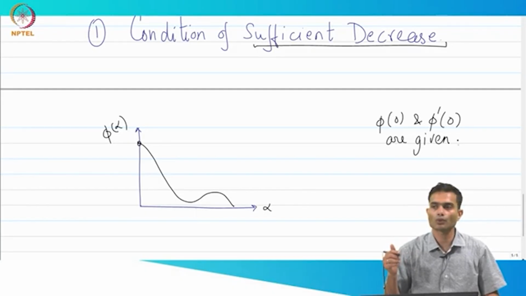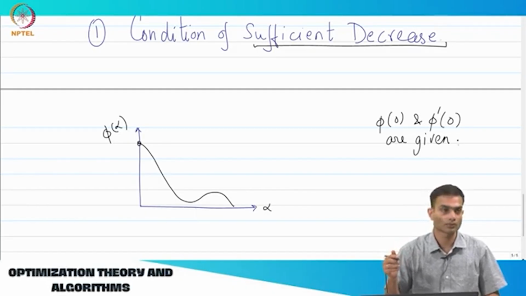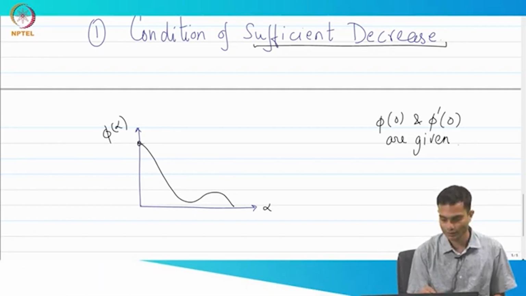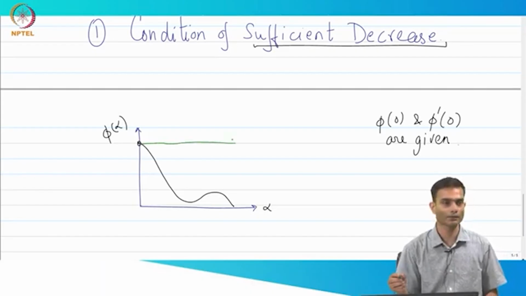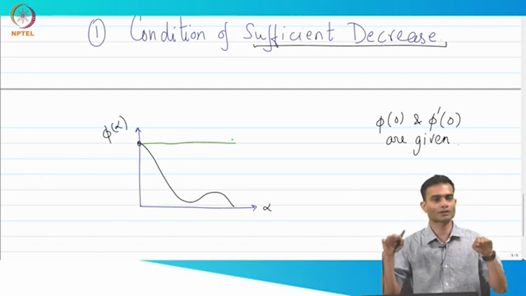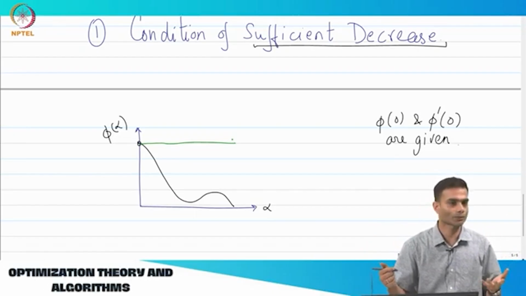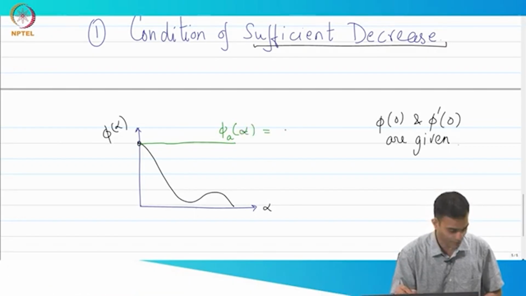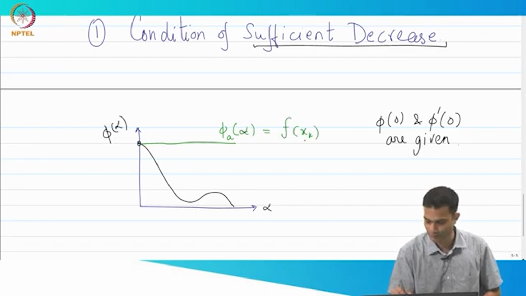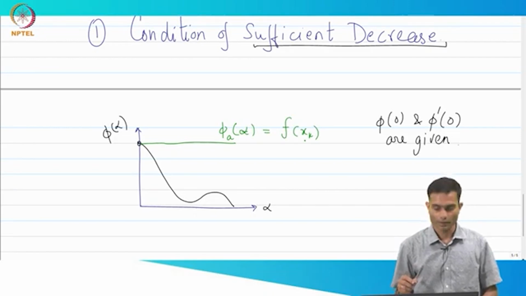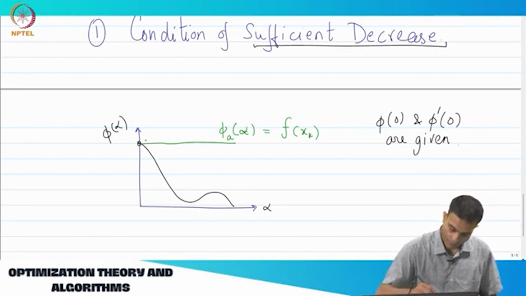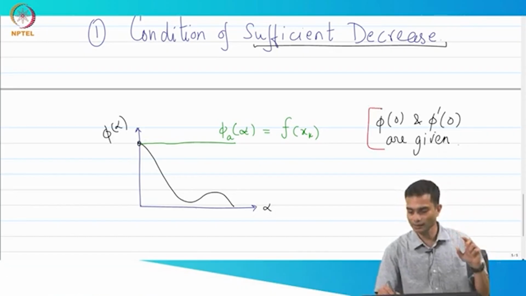What is the best that you could do? If you were only given phi of 0, what you could say is you could draw a function like this, which is basically a straight line, right, which is a constant function value. It's like the 0th order approximation of a function. So let's call this phi a, and phi a of alpha is nothing but a constant f of xk, right. Now the other thing that you could do is, based on this and this, can I construct a model?